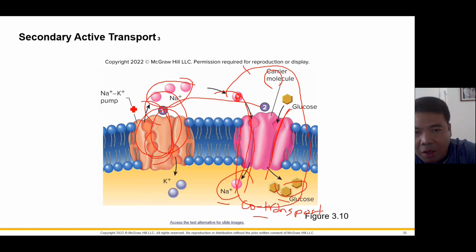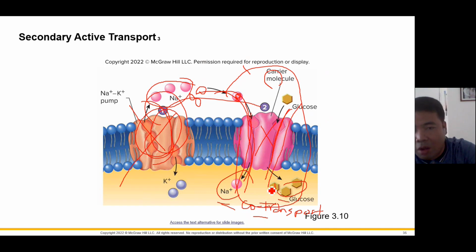Bakit secondary? Kasi when the sodium-potassium exchange pump stops from working, what do you think will happen to sodium glucose cotransport? Diba? Do you think it will still continue to work? After a period of time, this will also stop from working. Because eventually, mauubos yung sodium na nasa labas. Therefore, sodium can no longer move down its concentration gradient in this sodium glucose cotransport. So therefore, makakapasok pa ba ang glucose if that happens?